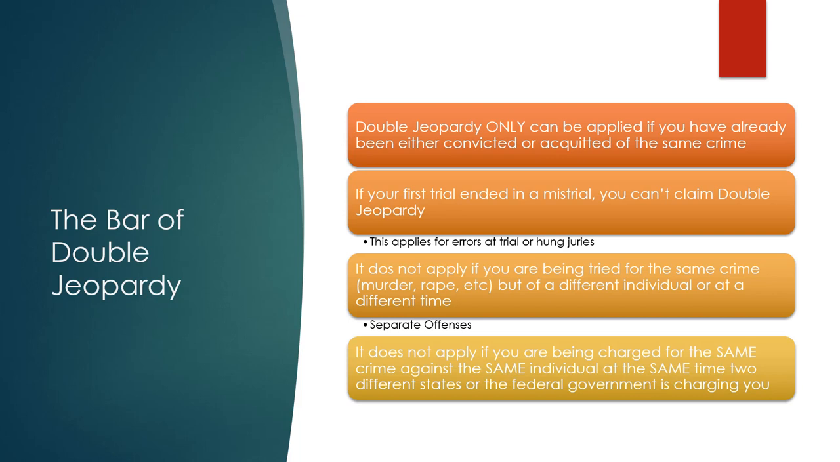So, quick example. In 1995, you get arrested for beating up your wife. You are charged with domestic assault. There's a trial, you're acquitted, right? You are found not guilty. They don't believe the wife. Five years later, or 10, 20, 30 years later, whatever, we find a videotape that clearly shows you beating up your wife.